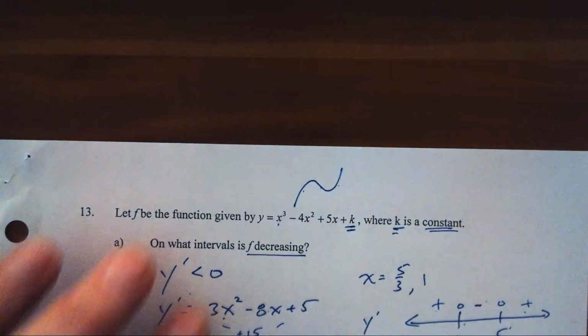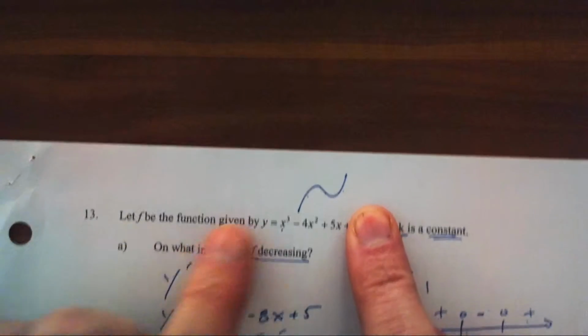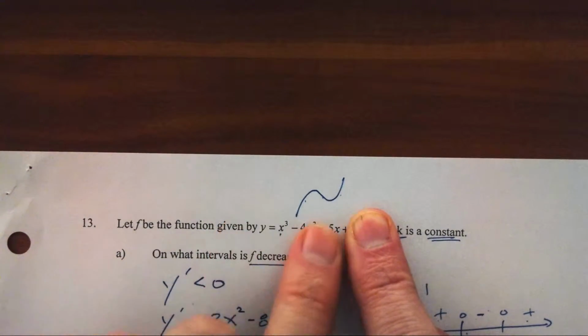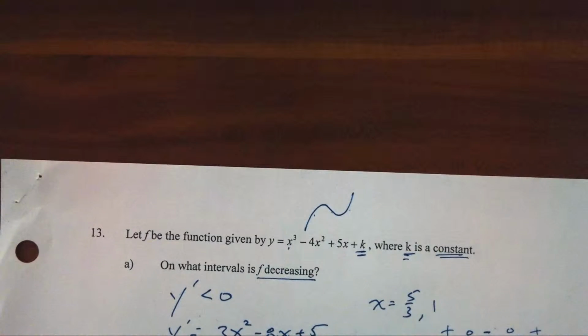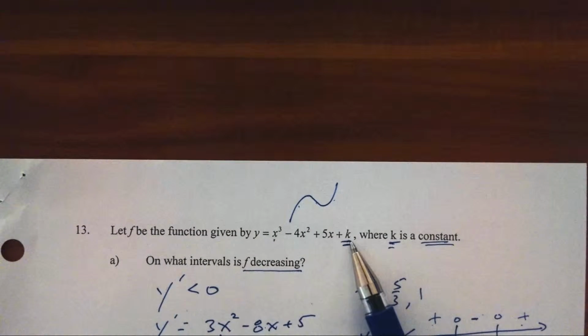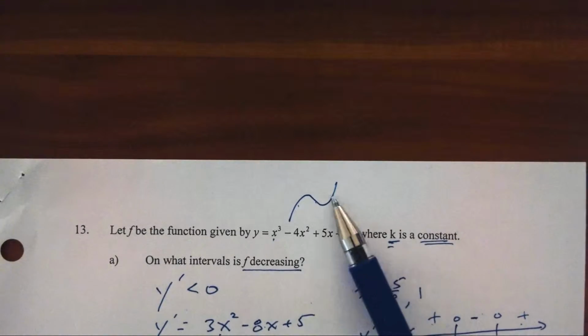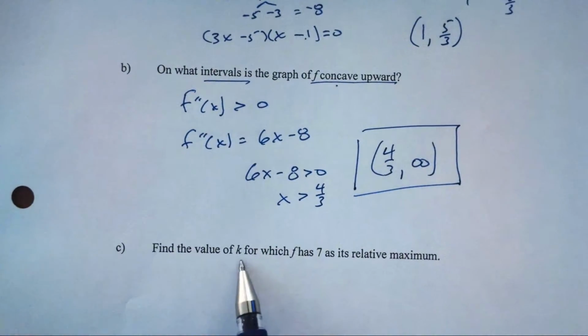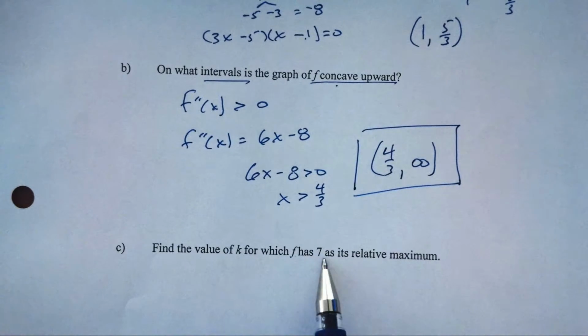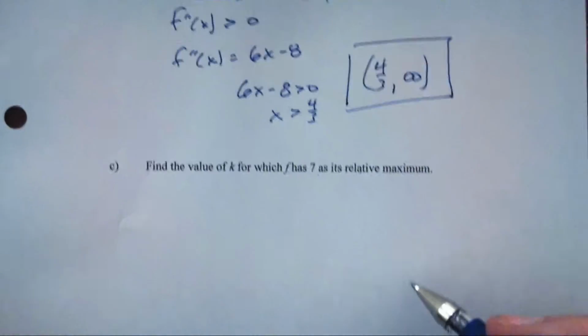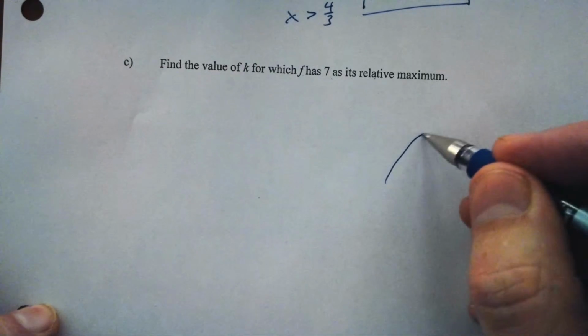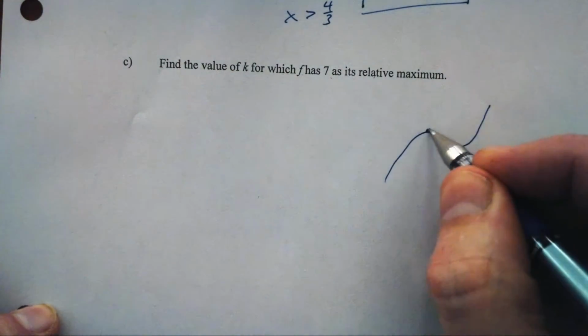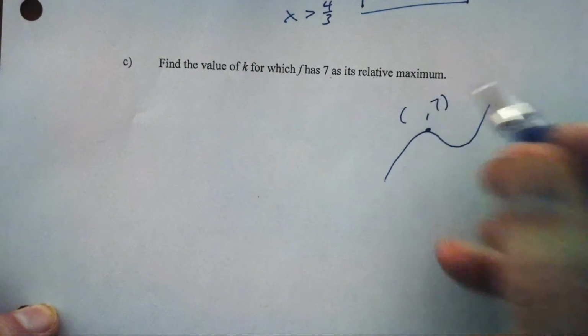Now, let's forget about k for a minute. I know the shape of my curve looks something like this. What would k do to it? K would just raise the whole thing or lower the whole thing, but not change the shape at all. This is saying, find the value for k where f has 7 as a relative maximum. So if I know my curve looks something like this somewhere, I want this to be 7.